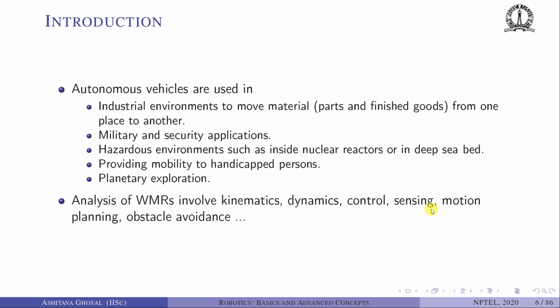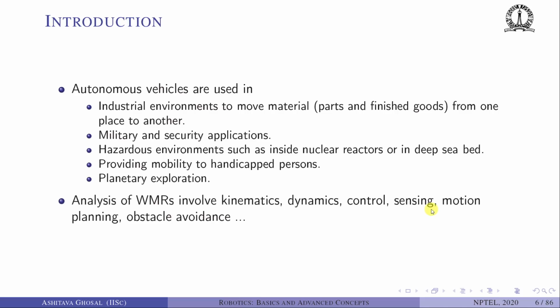Autonomous vehicles are used in industrial environments to move material, parts, and finished goods from one place to another. They are used in military and security applications, okay, like tanks, or even autonomous vehicles which can patrol a surrounding. They are also used in hazardous environments such as inside nuclear reactors or in deep sea bed. Nowadays, these autonomous vehicles also provide mobility to handicapped persons. Okay, so we have autonomous wheelchairs on which a person can sit, and then these wheelchairs can navigate on roads or through crowds and so on.